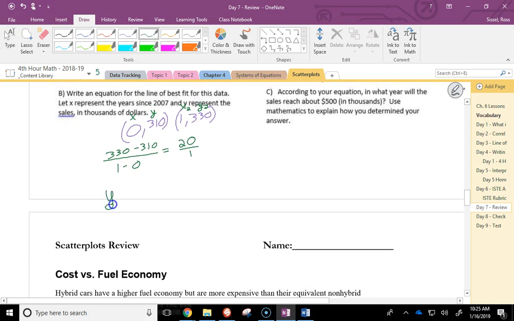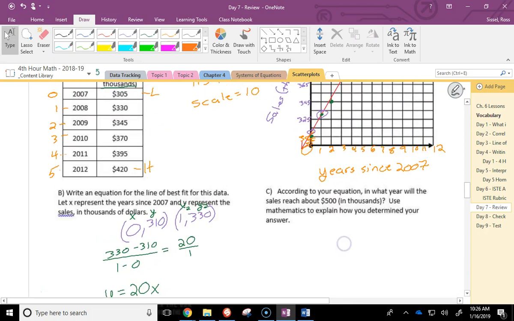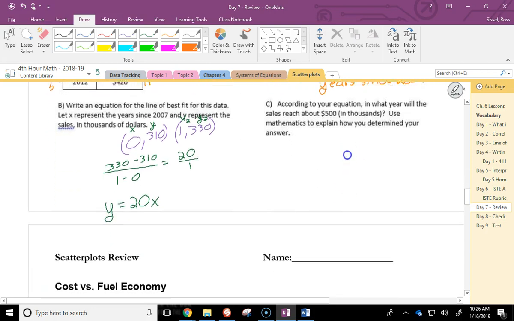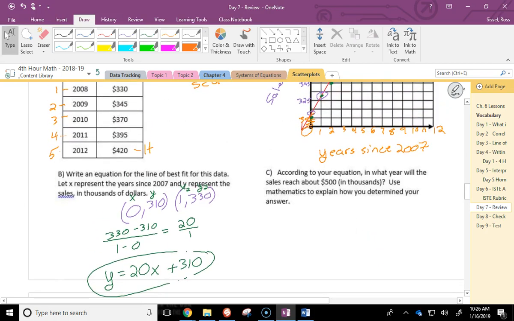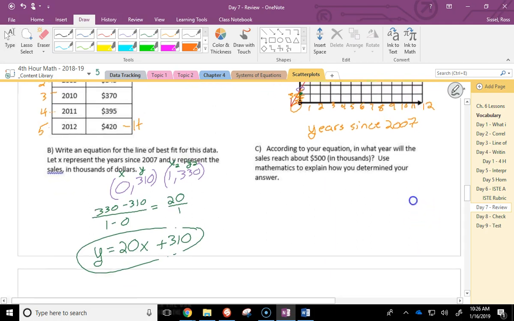My equation is y equals 20x, because that's my slope. But what's my y-intercept? The y-intercept is actually kind of what we used right there, the one that went in the half, which was 310. It's one of the biggest y-intercepts that we've seen, but there's no difference. It's just because of what my scale was, Aiden. So, I see I crossed my y-axis at 310.